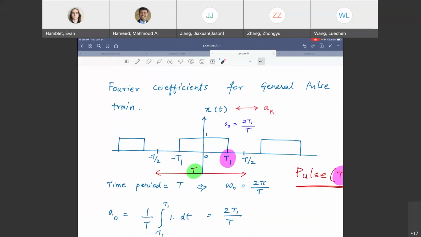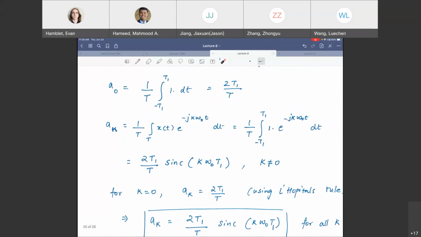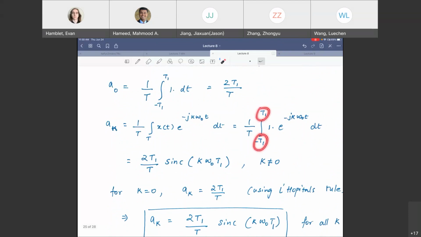Negative T over 2 to T over 2, however, you can modify that to negative T1 over 2 to T1 because the other part is 0 anyway, right? But I'm going to leverage the fact that this guy is even. So I'll do that: negative T1 to T1. 1 over T remains as is.